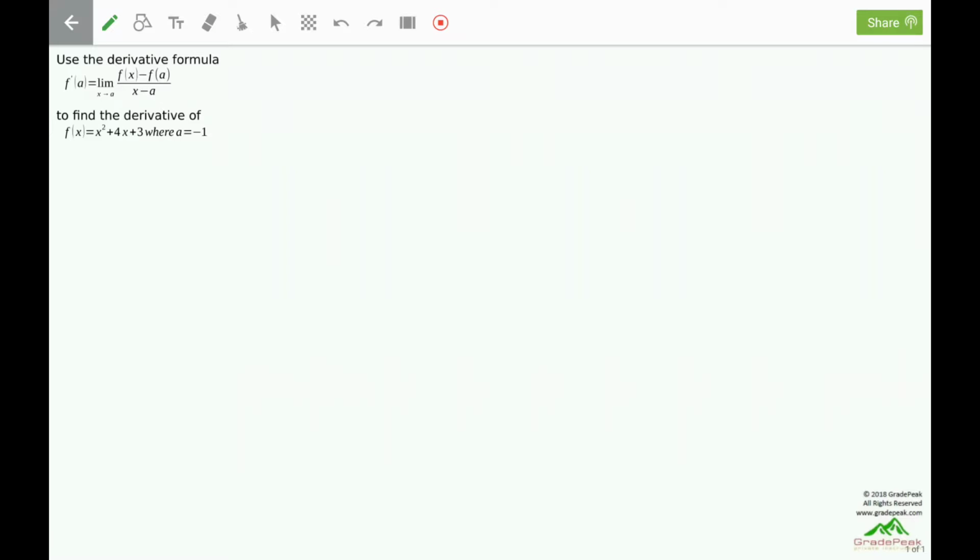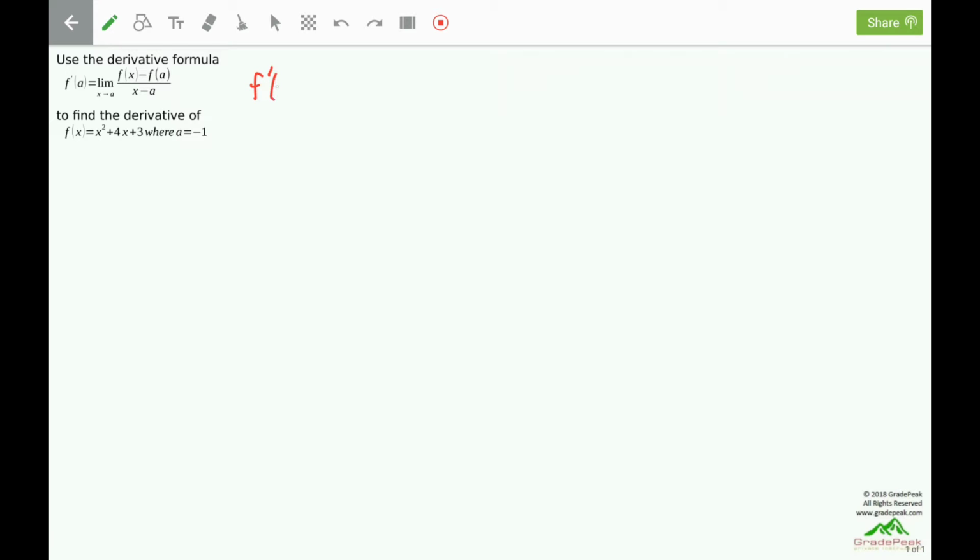Use the derivative formula f prime of a equals the limit as x goes to a of f of x minus f of a divided by x minus a to find the derivative of f of x equals x squared plus 4x plus 3, where a equals negative 1. So the first thing we're going to do is write that derivative formula for the a value of negative 1.